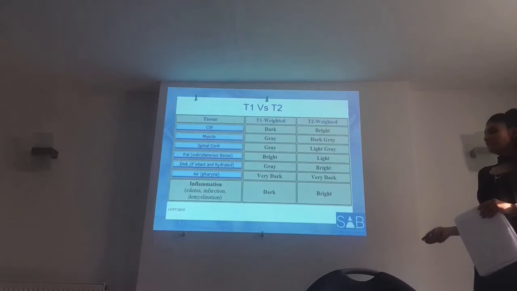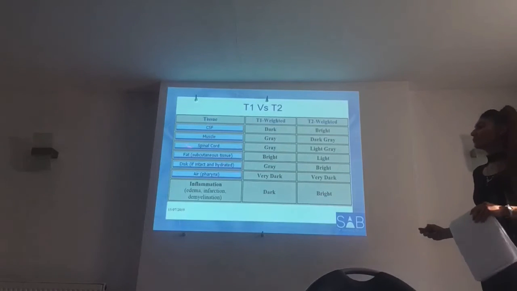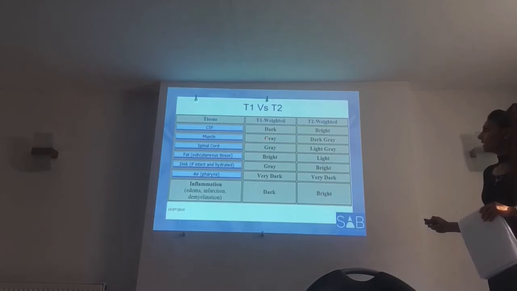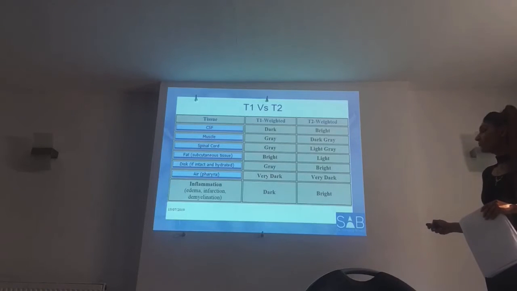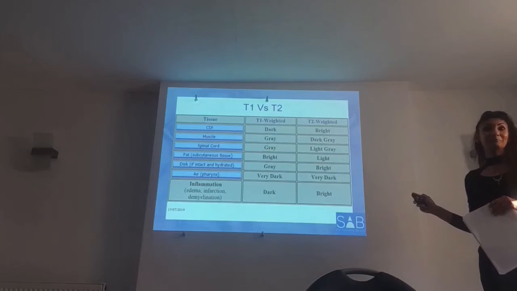A little summary for you then. So, for example, your fluid, like your cerebrospinal fluid, you've got dark on T1 and bright on T2. You've got your muscle, T1 is grey and T2 is dark grey. And then your spinal cord, you've got grey on T1 and light grey on T2, and then your fat is bright on T1 and light on T2. Your disc is grey on T1 and bright on T2, and then your air is very dark on both of them, and then your inflammation is dark on T1 and bright on T2. There is a quiz at the end, so memorize that for later.